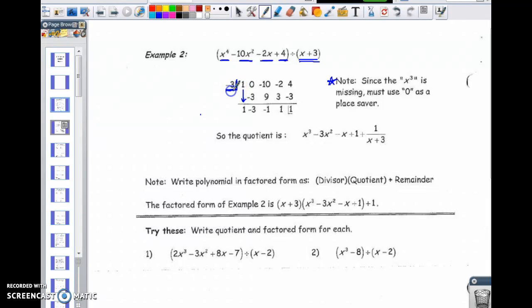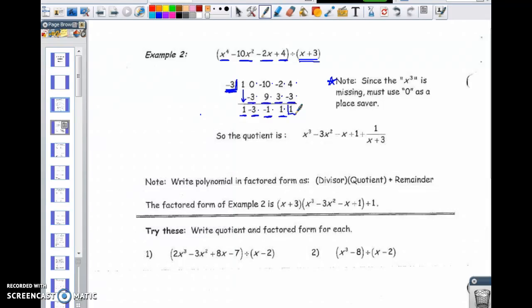I take negative 3 times 1 to get negative 3. 0 plus negative 3, negative 3. I'm going to take negative 3 times negative 3 and get positive 9. Negative 10 plus 9 gives me negative 1. Take negative 3 times negative 1 and get positive 3. Negative 2 plus 3 gives me 1. Then negative 3 times 1 gives me negative 3. And 4 plus negative 3 gives me 1.